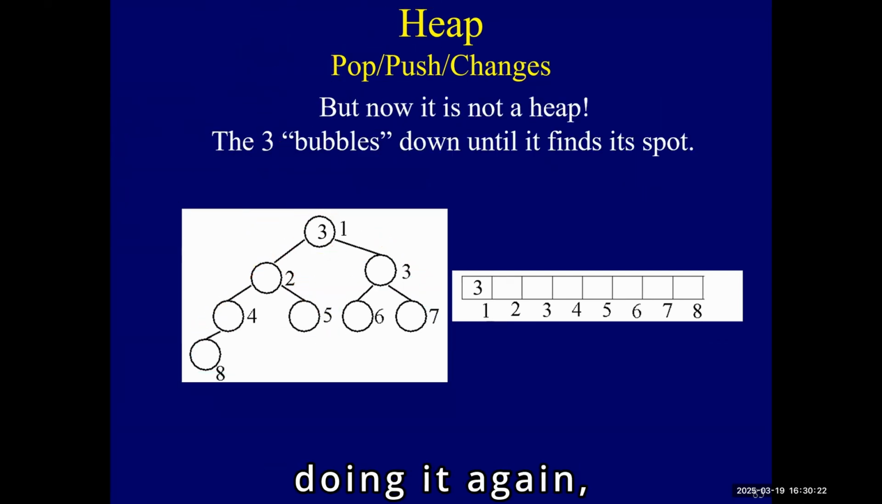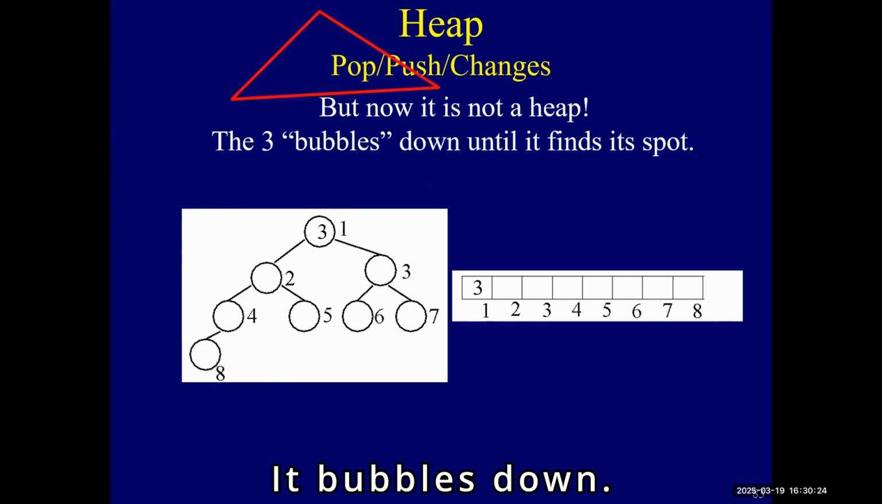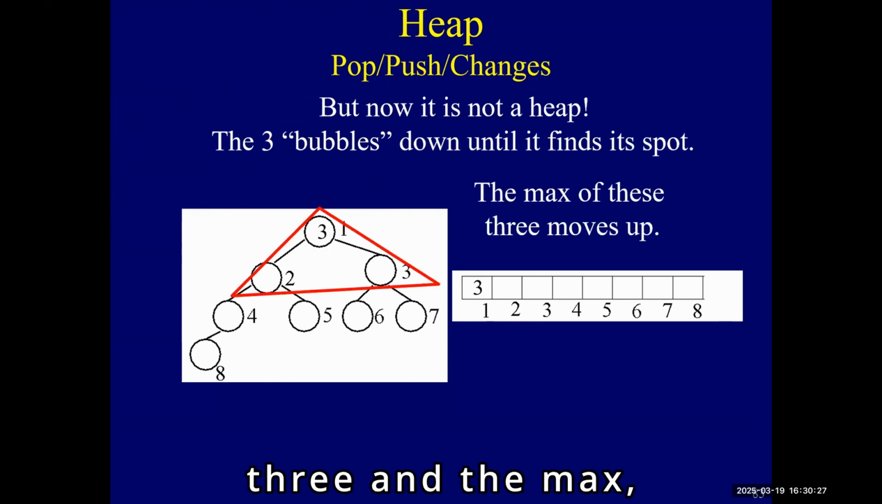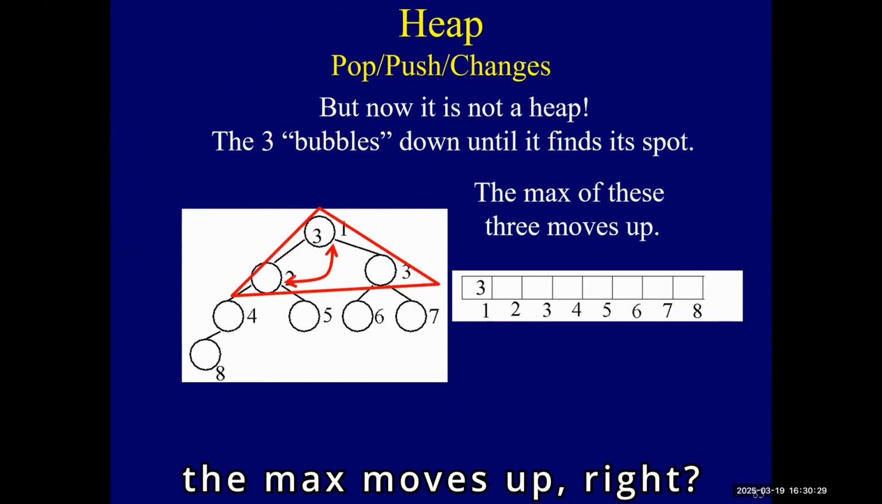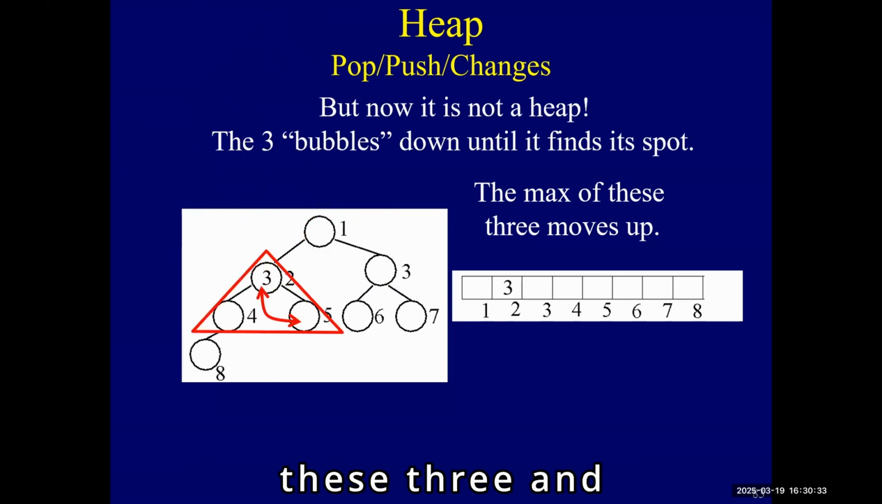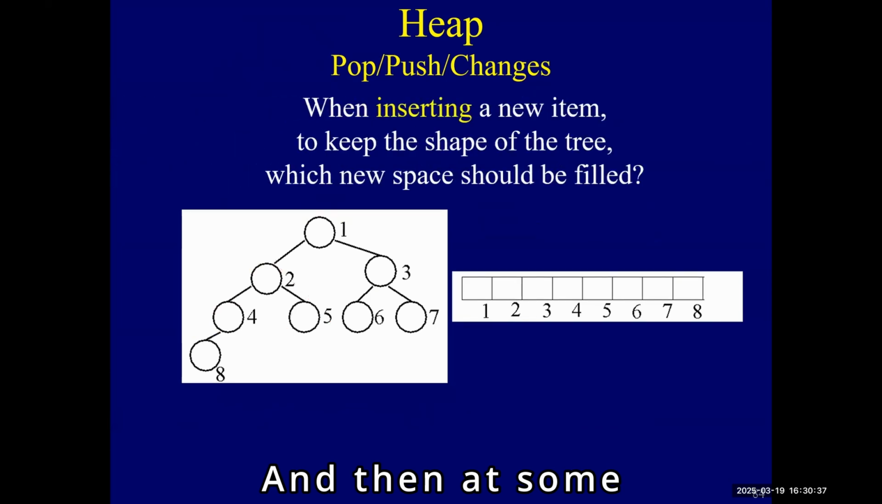Right? Oh, so here we're doing it again. It bubbles down. You compare these 3, and the max moves up. And then we compare these 3, and the max moves up. And then at some point you stop, right?